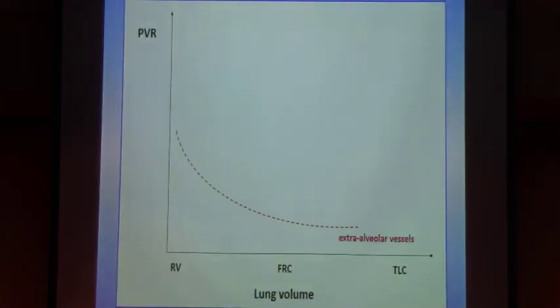And if I represent this on this graph, this is a classical representation of the relationship between PVR, pulmonary vascular resistance, and lung volume. RV is residual volume, FRC is functional residual capacity, and TLC is total lung capacity. You have this decrease in the resistance of the extra-alveolar vessels, which is finally maximum at the FRC, and after you have no further decrease when you dilate, because you cannot dilate more than some point.